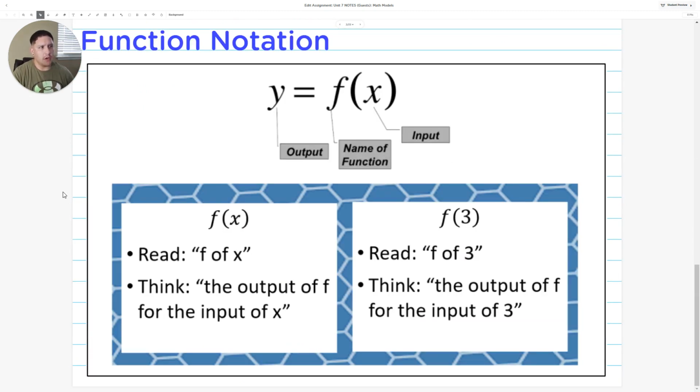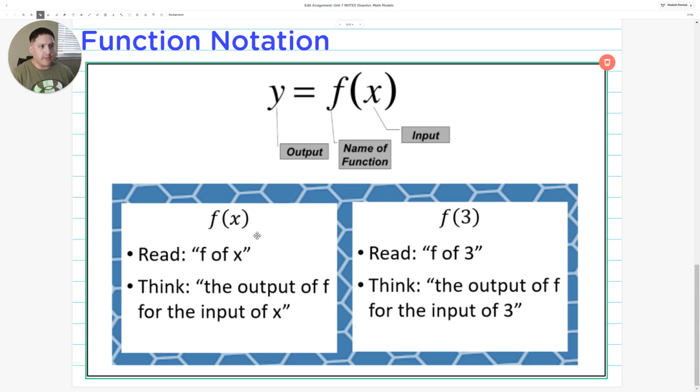Function notation. So, y equals f of x. Y is saying that y is the exact same thing as f of x. Now, what is y? Y is your output. What is the f? That's the name of the function. You read f parentheses x as f of x, the function evaluated at x. X is the input, what you're putting into the function to get your output y.